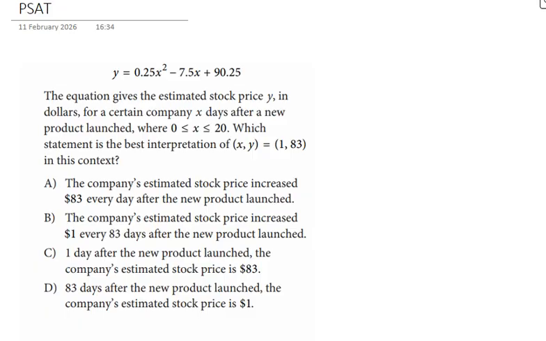Now let us understand what this means step by step. The problem clearly tells us x represents the number of days after the new product was launched and y represents the estimated stock price in dollars. So every ordered pair (x, y) tells us that at x days after launch, the stock price is y dollars. Now the point given is (1, 83).